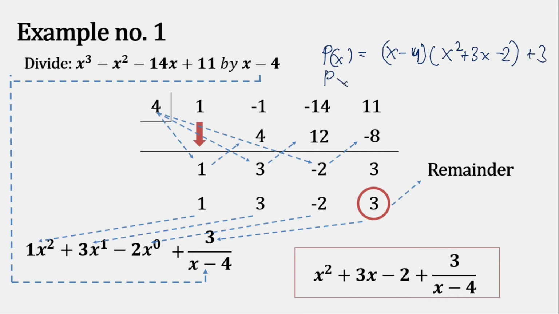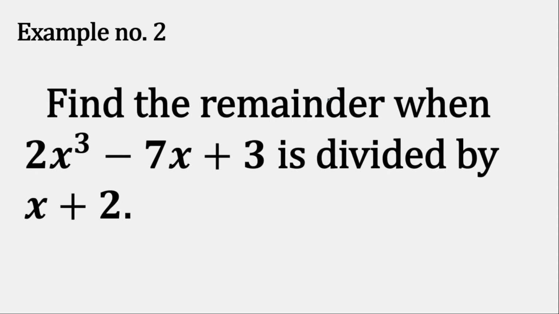For P of x, that polynomial x is the polynomial, x minus 4 is the divisor, and this one is the quotient, multiplied by a quotient plus the remainder. So that's how it works. Now let's go to problem number 2.